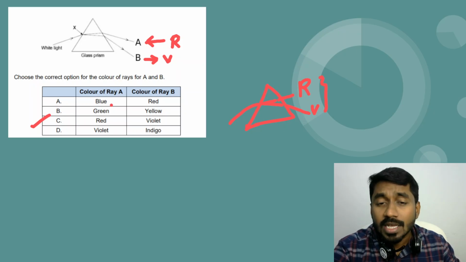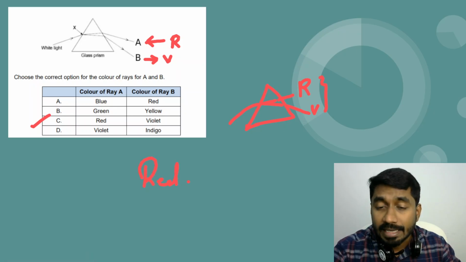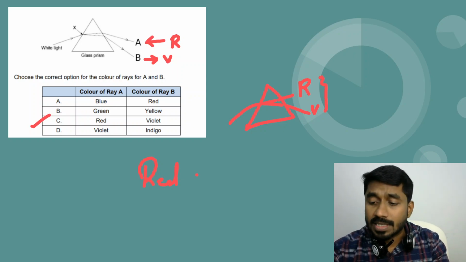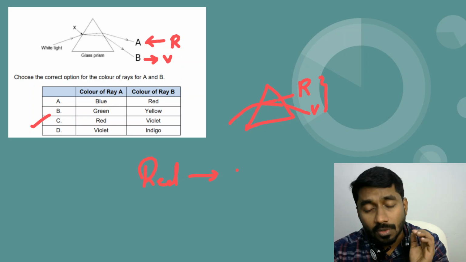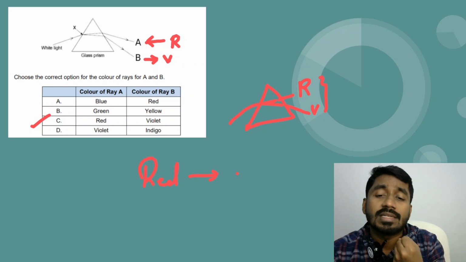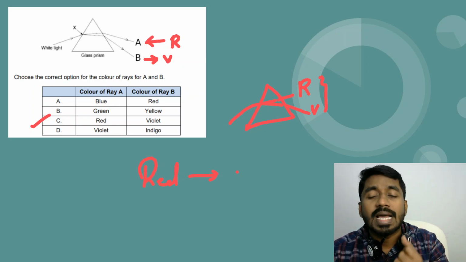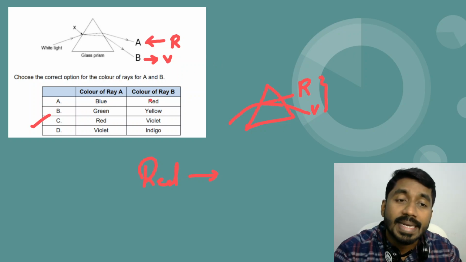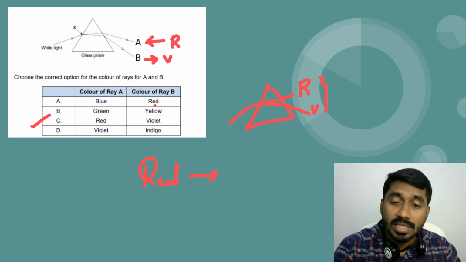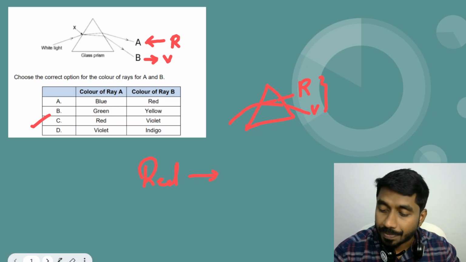No doubt, right? Here we can discuss that this is the reason red color is used as the danger signal, or red color is used in traffic signals, because red color can travel more distance without getting dispersed or scattered. Understood? So this is the answer for this question. A will be red color, B will be violet. The starting of VIBGYOR is V, and the ending is R.